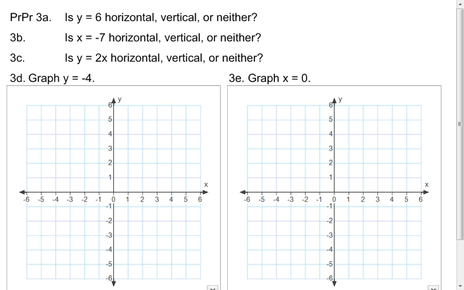Practice problems here: 3a, 3b, and 3c. All I want you to do is look at that equation, tell me if it's horizontal, vertical, or neither. You should be able to tell just by looking at those equations. For letters D and E, graph those just like the way we did on the last screen.